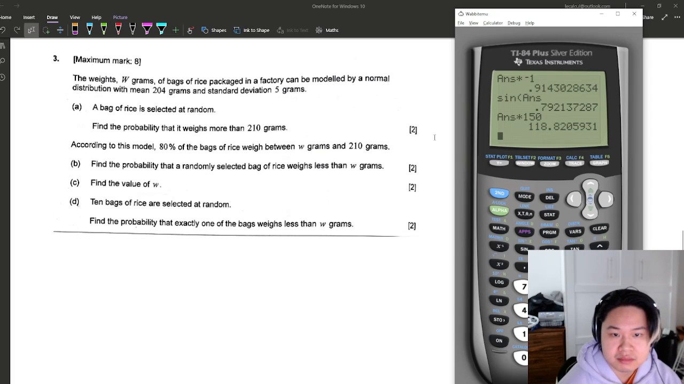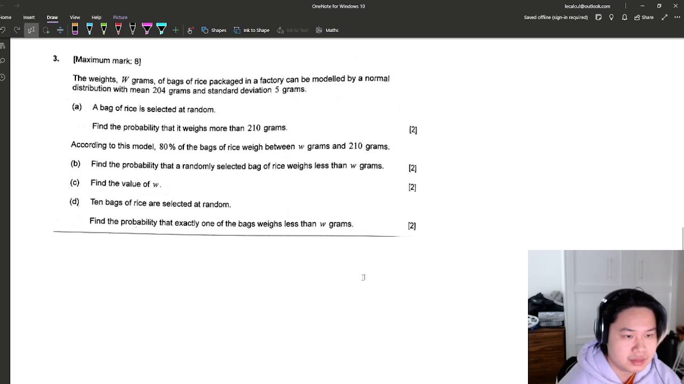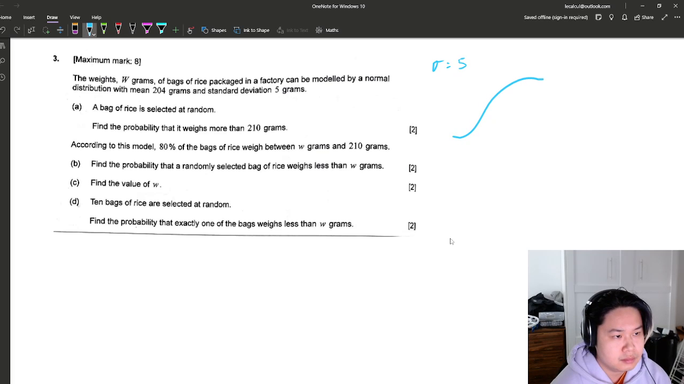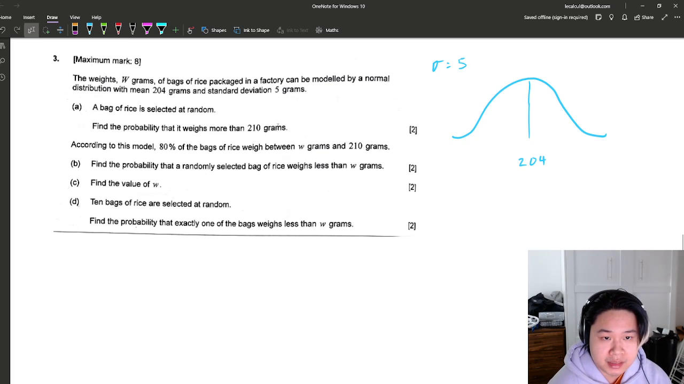Okay, this one looks like distribution, normal distribution, maybe binomial theorem afterwards. Okay, the weight of grams, normal, mean of 204, standard deviation of 5. So I like to draw these things out. So 204, and then we're gonna select a bag at random, find the probability that it weighs more than 210 grams. Okay. So this is just the probability that the weight is more than 210.